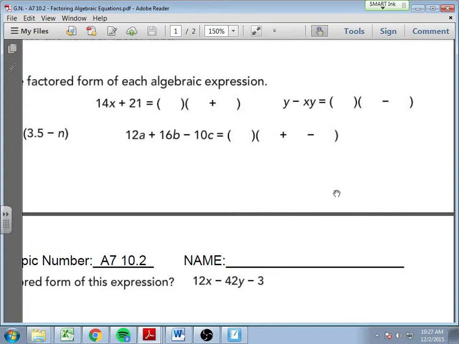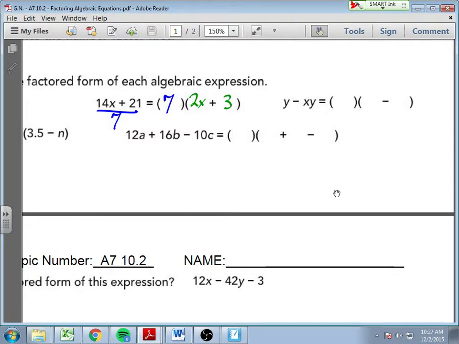Alright, that was about 30-ish, probably more. Zach, when you look at 14x plus 21, what's a common factor? The greatest common factor. 7, and actually there was no other common factor. So that comes out front, and then what do you get inside your parentheses? 2x plus 3. Yep, 2x plus 3.